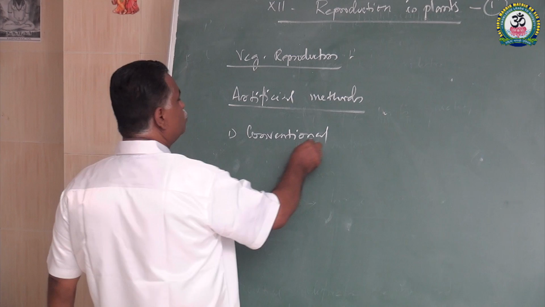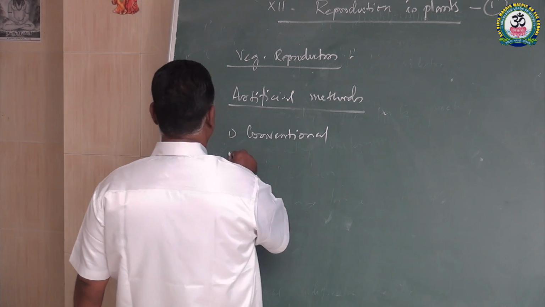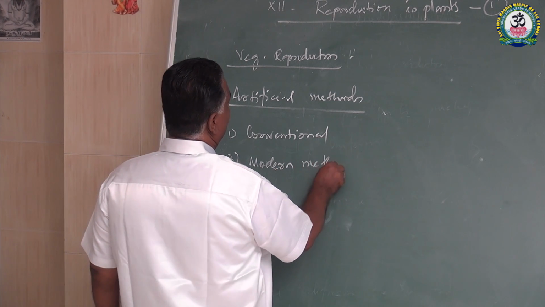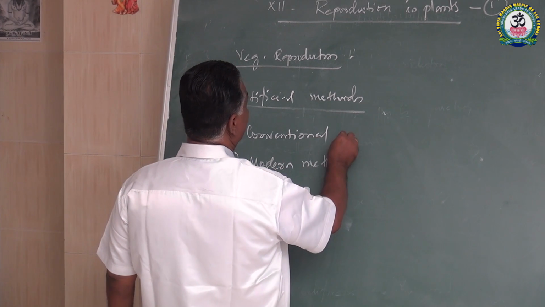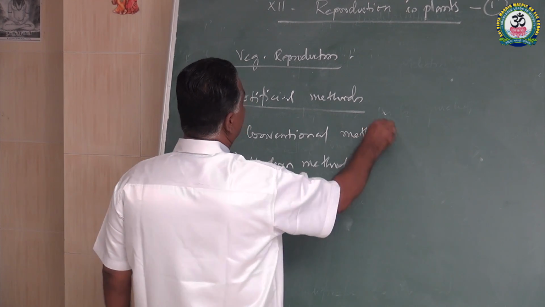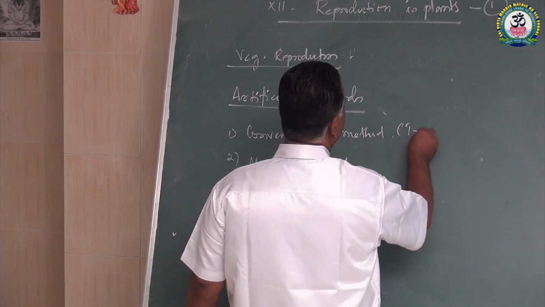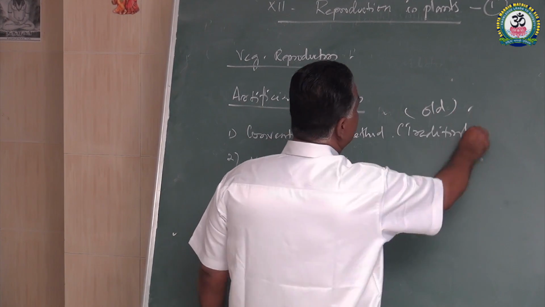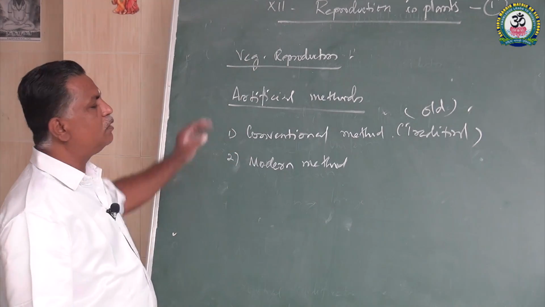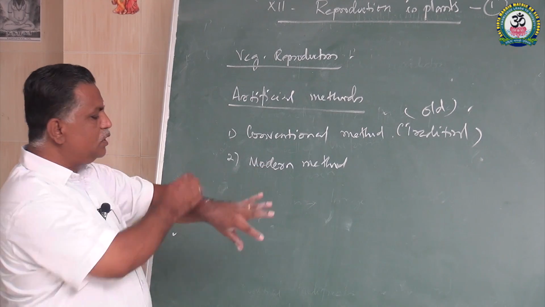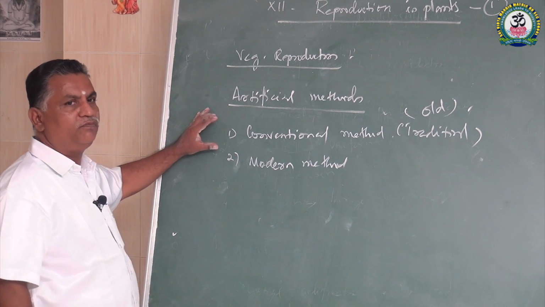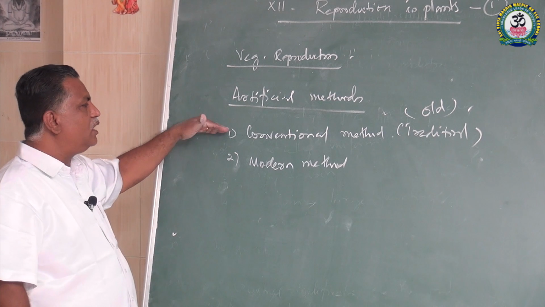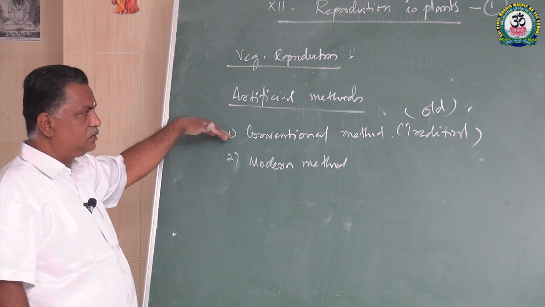In this there are two types. One is the conventional method of asexual reproduction, another one is the modern method. What is the meaning of the word conventional method? Conventional means traditional or old, something which is followed for a long time is called conventional method. Farmers have used many types of methods to propagate plants. They come under the artificial methods and conventional methods.